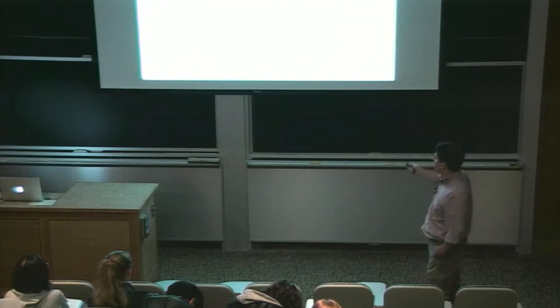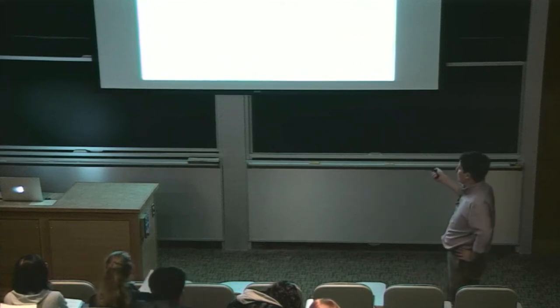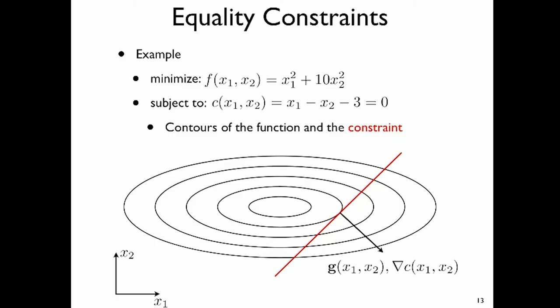Let me give you a graphical depiction of this, and then I'll write down the formal equations again. So let's suppose we want to minimize this parabolic function subject to the constraint that the solution lives on the line. Okay, so here are the contours of the function, and the solution has to live on this line. So I get to stand on this line, and I get to walk and walk and walk until I can't walk downhill anymore, and I got to turn and walk uphill again.